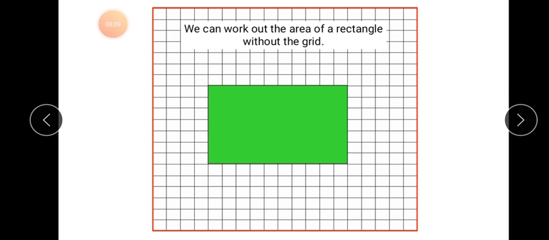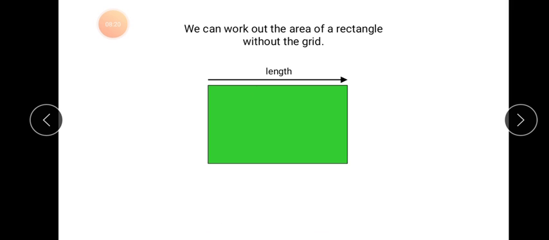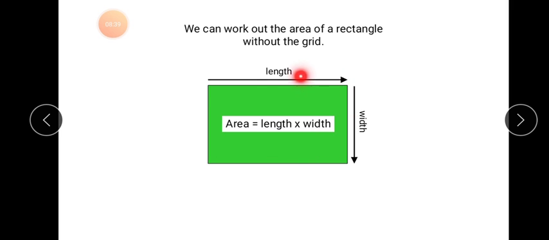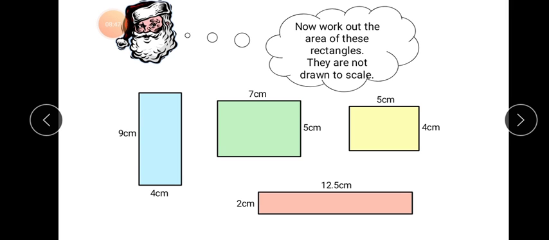We can work out the area of a rectangle without a grid. So this is a rectangle. Now there is no line inside it, but we can still find the area. We have to remember the formula. The longest side is called the length and the shorter one is called the width, or we can call it the breadth. So area of a rectangle, remember this formula, length into width. If I ask you to find the area of this rectangle, you will say length into breadth. So area of rectangle is length into breadth.